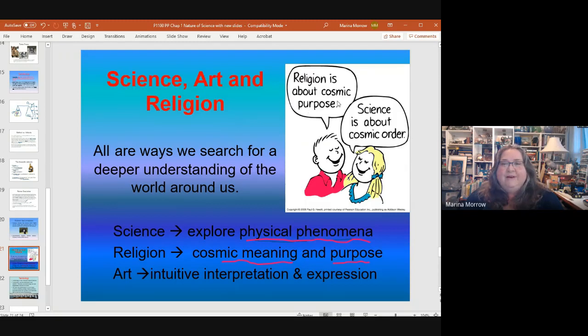So religion is about cosmic purpose. Science is about cosmic order. What are these rules that we can see out there, like conservation of mass? And then there's art. So I tend to play around with all three of these. Of course, I do science, but I also am usually doing the rummage sale at my church. And I'm also an artist. But that is your own give back to the universe.